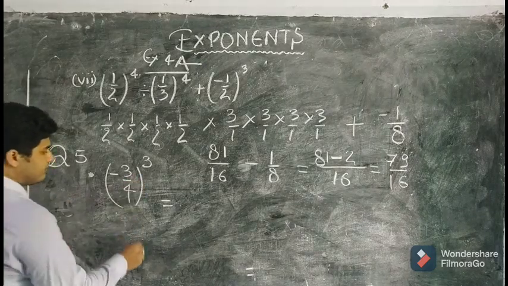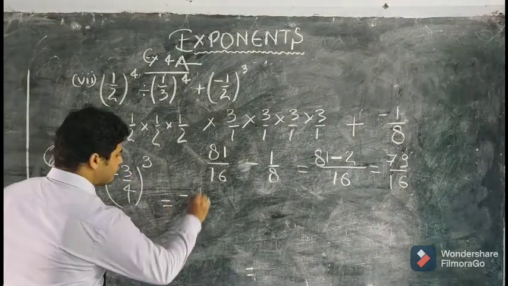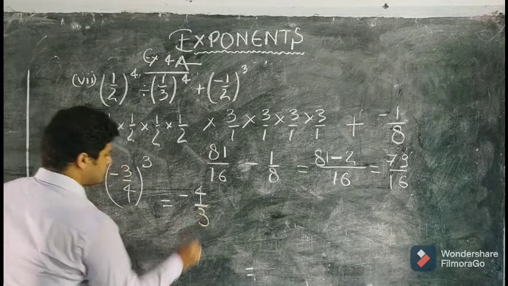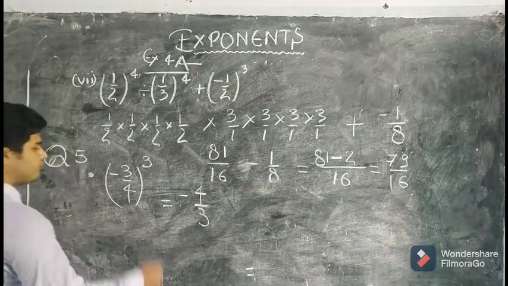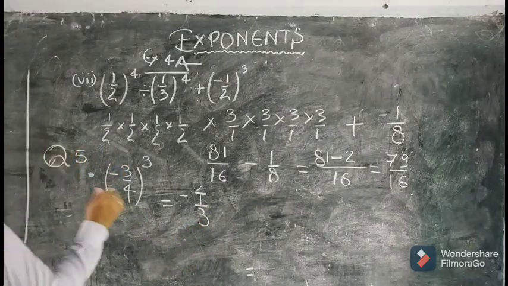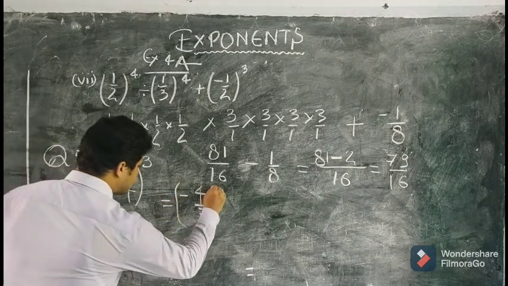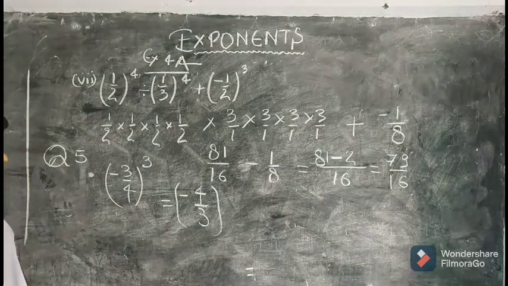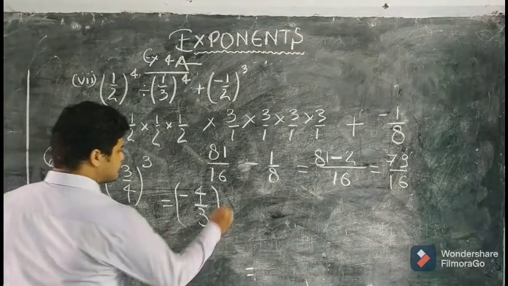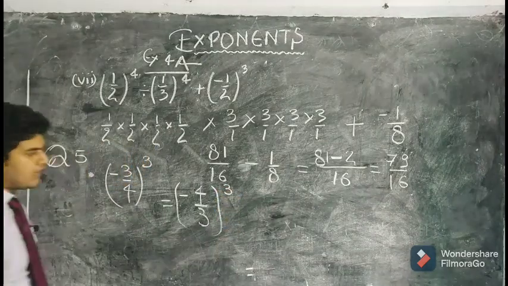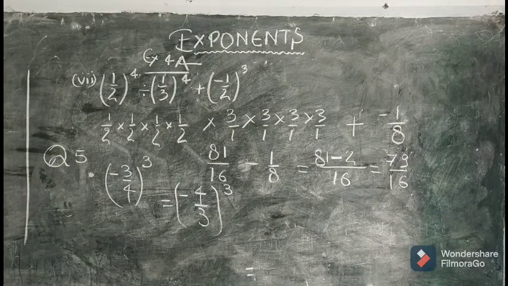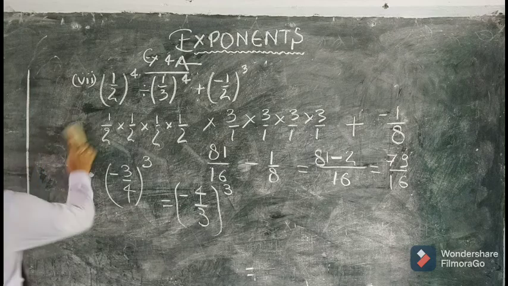So minus 3 by 4 will become minus 4 by 3. 3 by 4 will become 4 by 3. And the minus sign will be maintained in the numerator, because it is not written in the denominator, as we have learned in the previous chapters. So it will become minus 4 by 3 power 3. So in this way you have to do just the reciprocal.